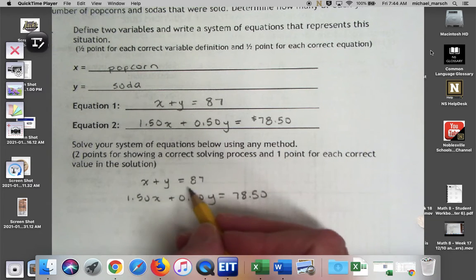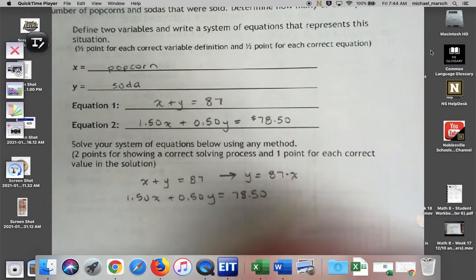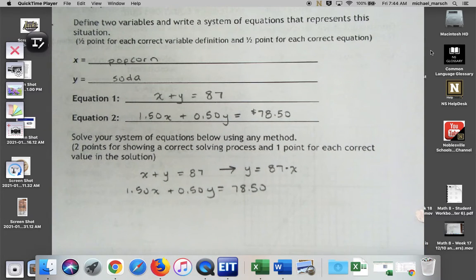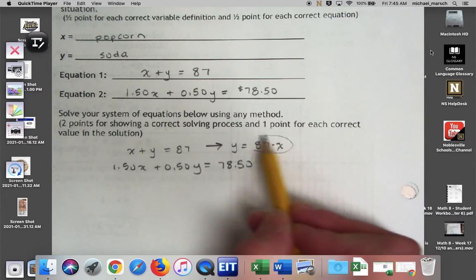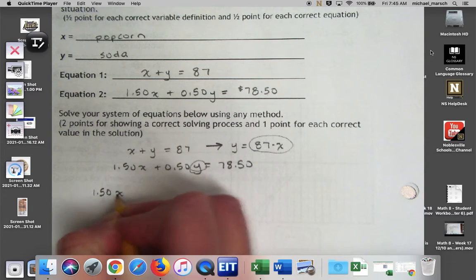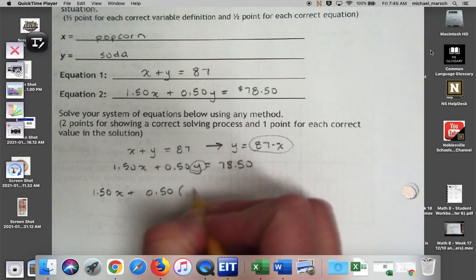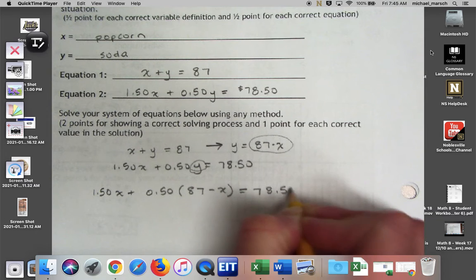I'm going to go ahead and just do substitution. I'm going to change this one to y equals 87 minus x. You can do elimination. I did have a student yesterday who decided to rearrange things and eliminate, and that's totally fine. Remember, it's kind of a choose your own adventure scenario. But if you're struggling on finding a method, then of course I would encourage you to use this one. So I'm going to take this 87 minus x and I'm going to put it right here where this y is. So I've got 1.50x plus 0.50 times the quantity, 87 minus x, and that will equal $78.50.